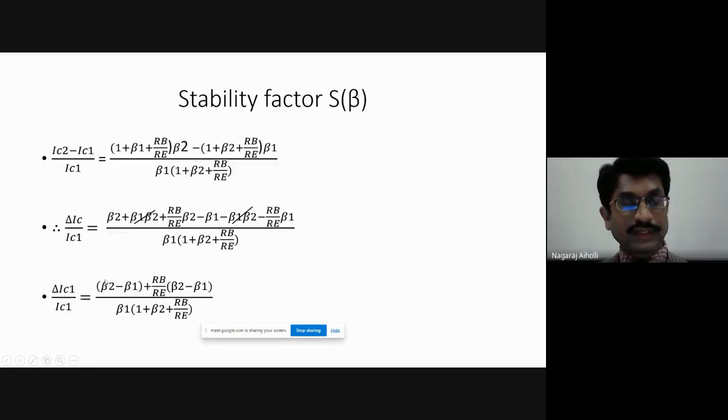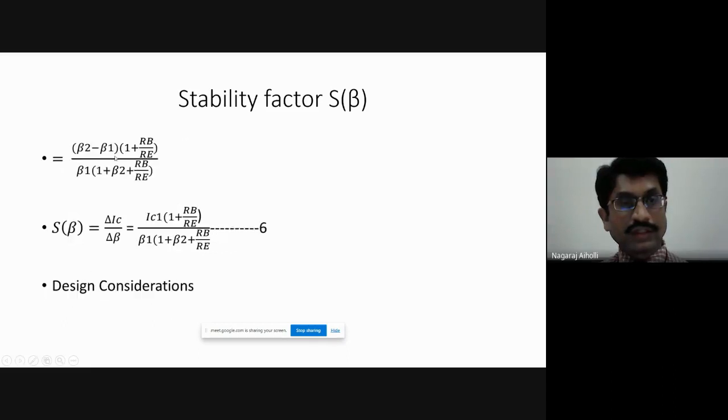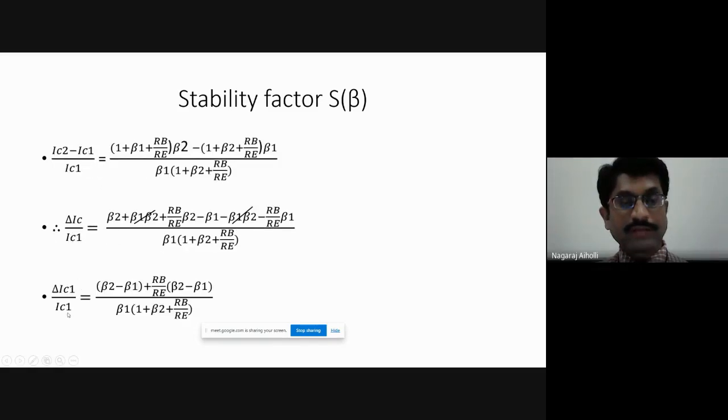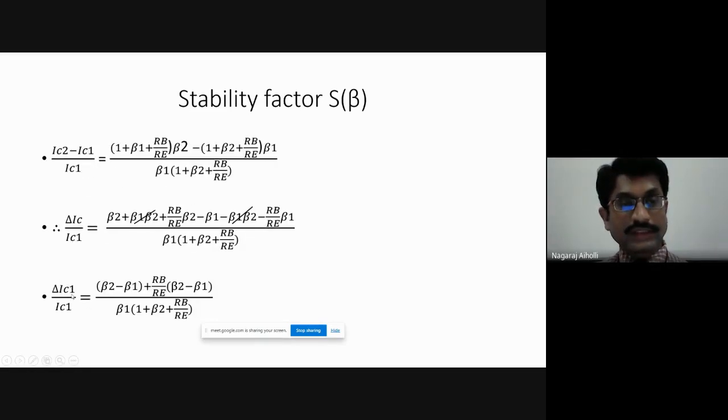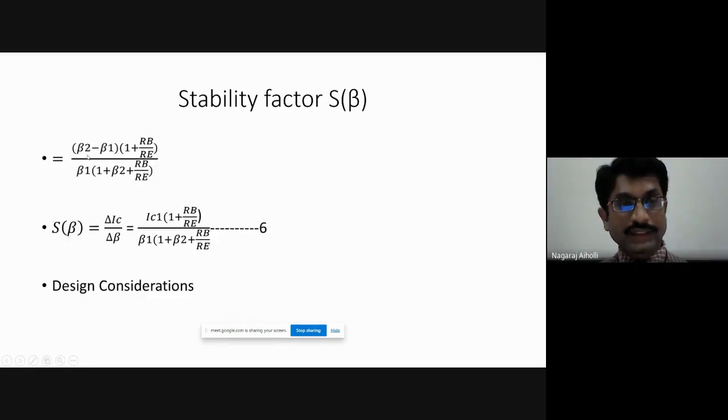Now what is the LHS here? Delta IC by IC, or delta IC1 by IC1. This is equal to beta 2 minus beta 1, which I can write as delta beta. So the LHS is delta IC1 by IC1, equal to delta beta into 1 plus RB by RE divided by beta 1 into 1 plus beta 2 plus RB by RE. What is the LHS? Delta IC by IC. What is the RHS? Delta beta into 1 plus RB by RE divided by beta 1 into 1 plus beta 2 plus RB by RE.